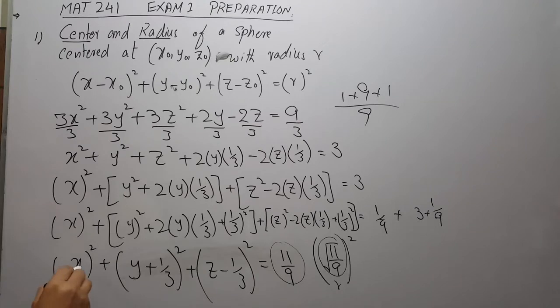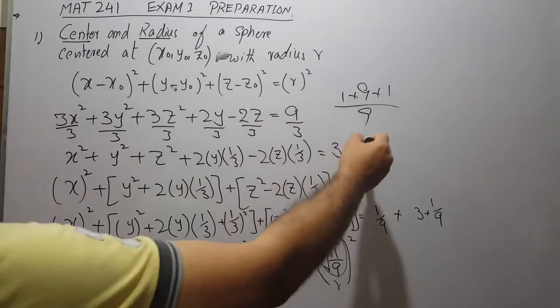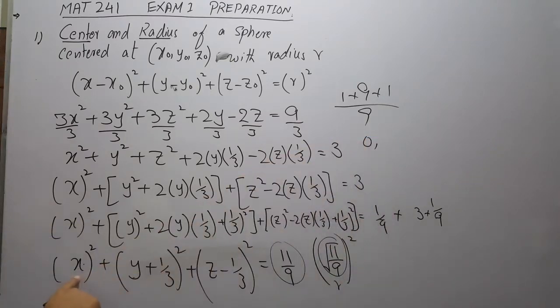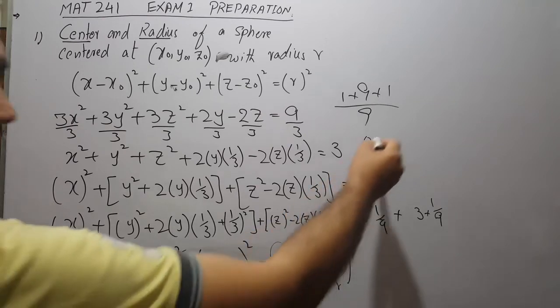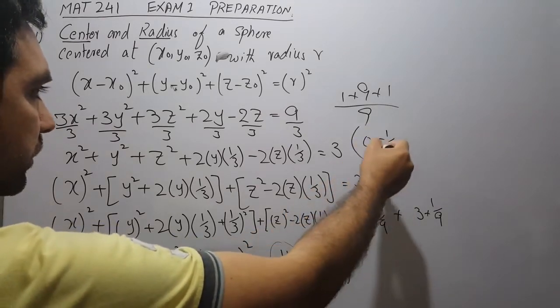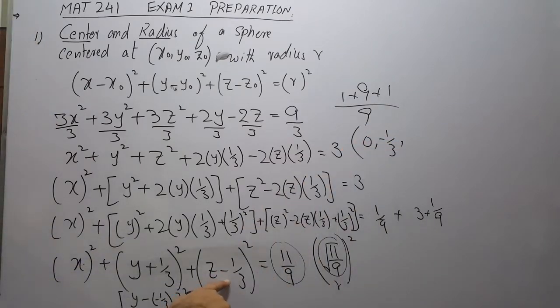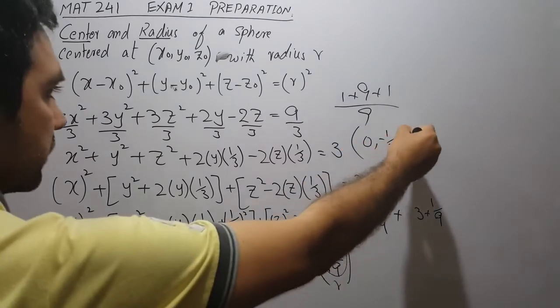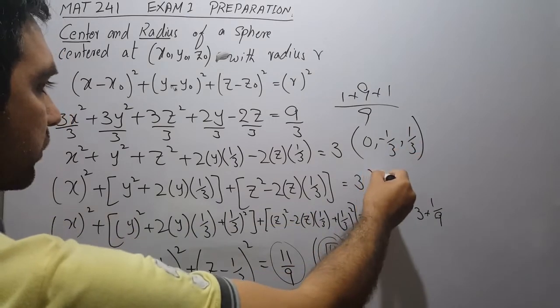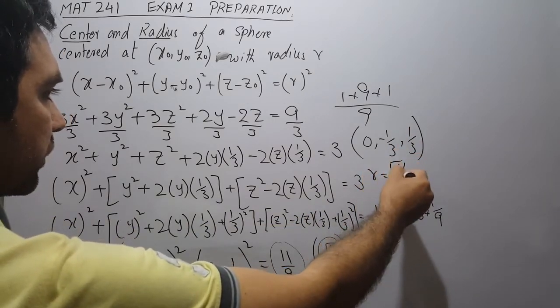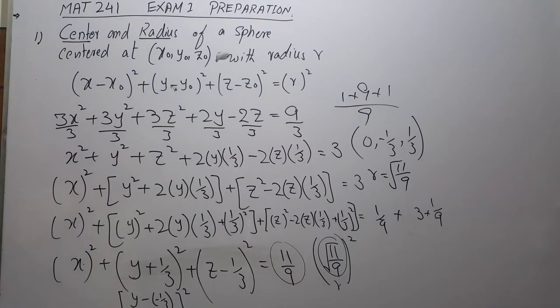So now x naught here is 0. There is no x naught. Y naught should be y minus 1 over 3, so you can write this as minus 1 over 3 whole square. So the next term is minus 1 over 3 y naught, and the z naught is already minus over here, so that is 1 over 3, and your r is square root 11 over 9.